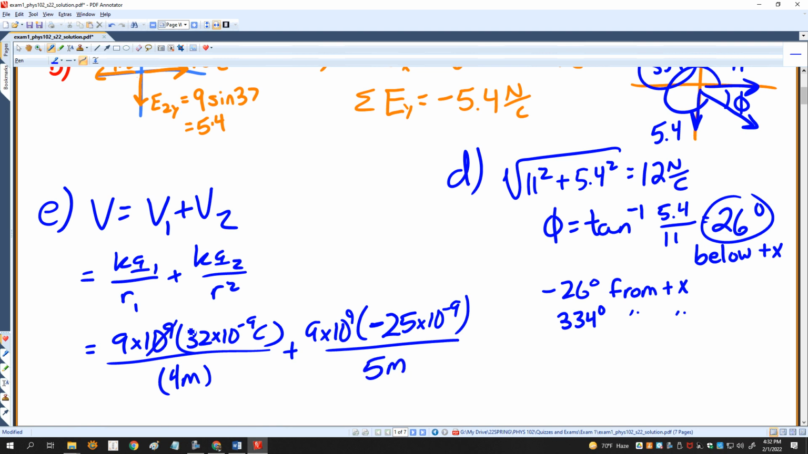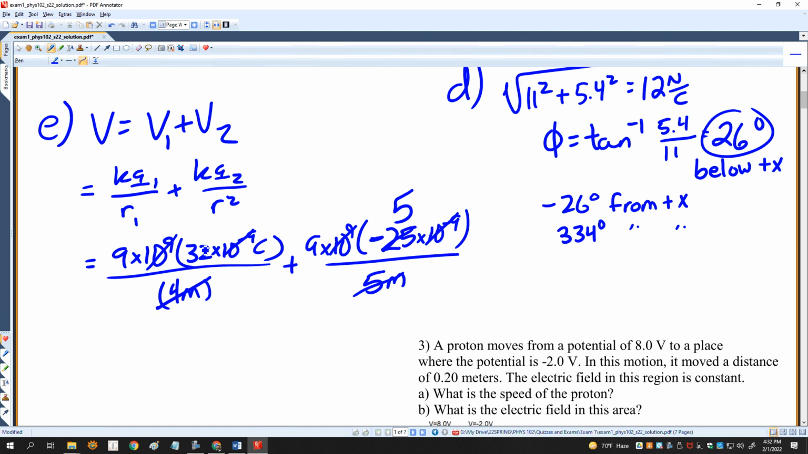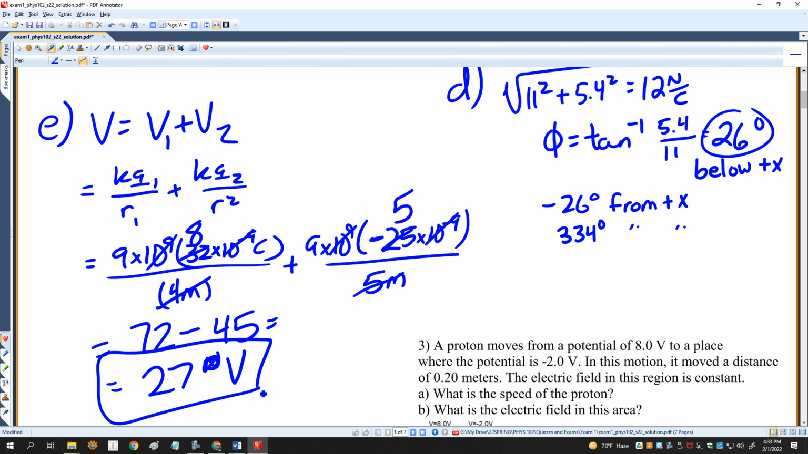Now I can do a bunch of cancellations there. That goes to 5. This 4 makes that an 8, so that's 72 minus 45, which is what? 27 volts. This is 27 volts, so that's the answer there.